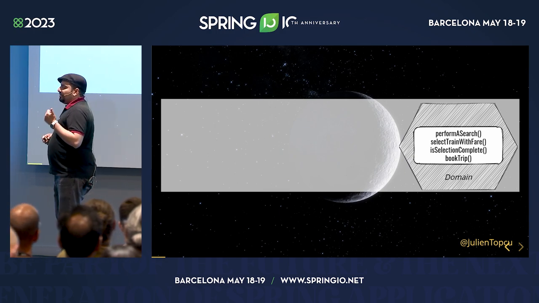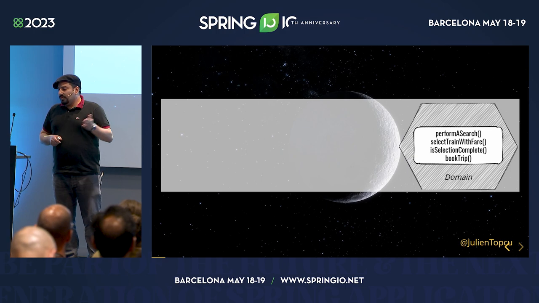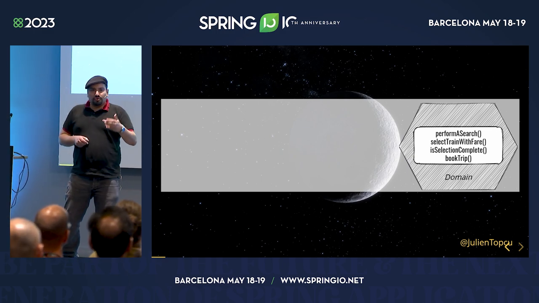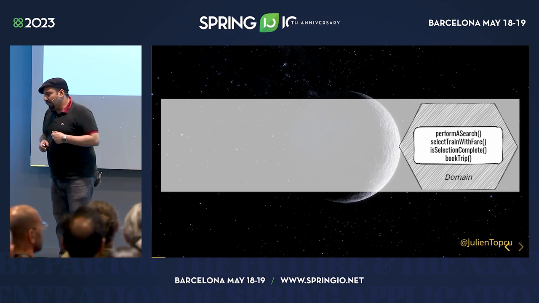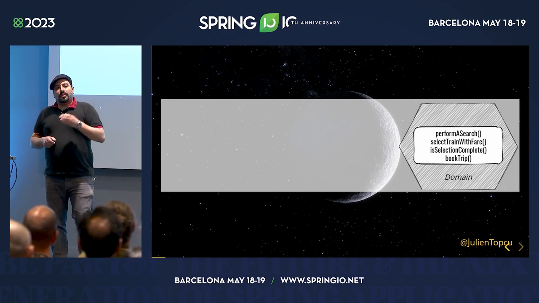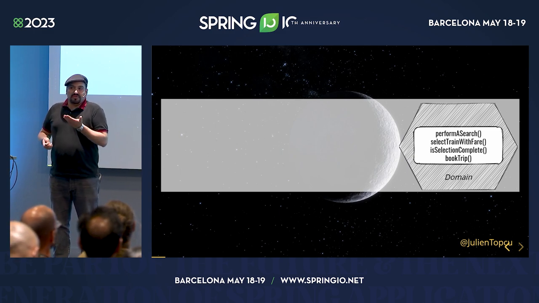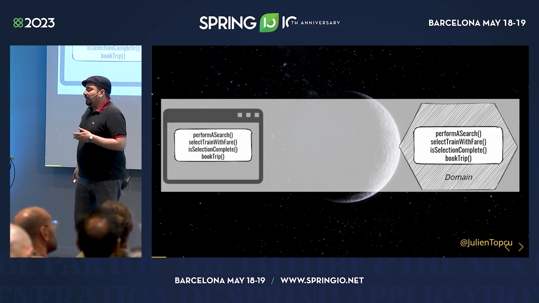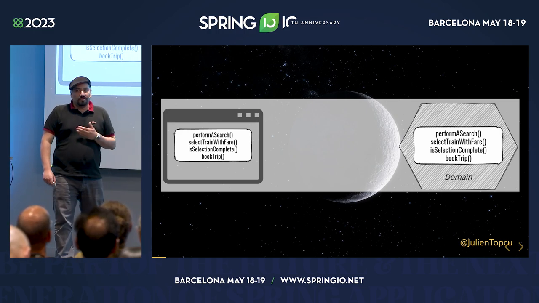Here, I have represented one domain, which is a rail booking system with several features, such as performing a search for train going to the destination of the user, select train with fare, etc. And because we don't put our users in front of our backend, since they don't know how to speak JSON, right, we also develop frontends in which you will be able to find as well the features.